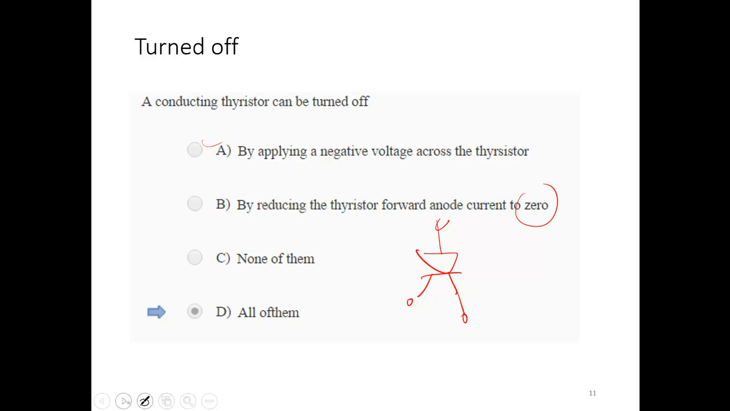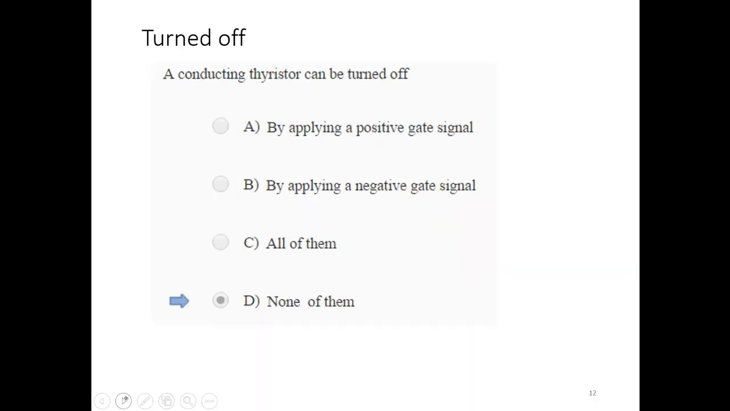Can a conducting thyristor be turned off by applying a positive voltage? No. Applying a negative gate voltage? No. That means none of them will do that. Once your thyristor is conducting, you cannot turn it off by any of this gate. The gate has no control over that. You lost control over the gate. The gate has no function for that. Once the thyristor is on, you can remove the gate, and it will not have any effect at all.